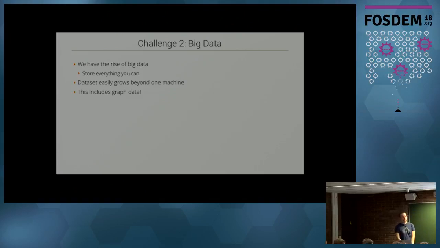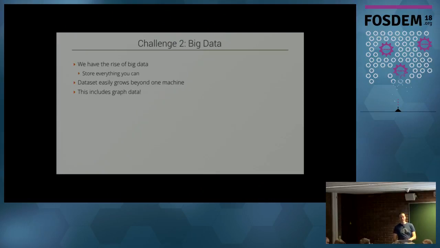But now let's come to challenge two. Big data. So we have big data now. A lot of companies out there just store everything you can. Whenever you click with your mouse on a website, it stores an event in the database, at some pages at least. And of course, this also happens to graph data. So from our opinion and from our customers, we see that the data set easily grows beyond a single machine, even these super large machines that you can buy nowadays. Of course, also for graph data.